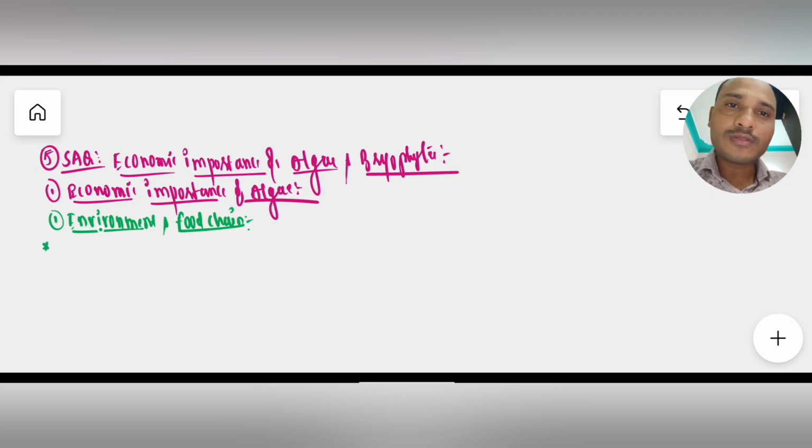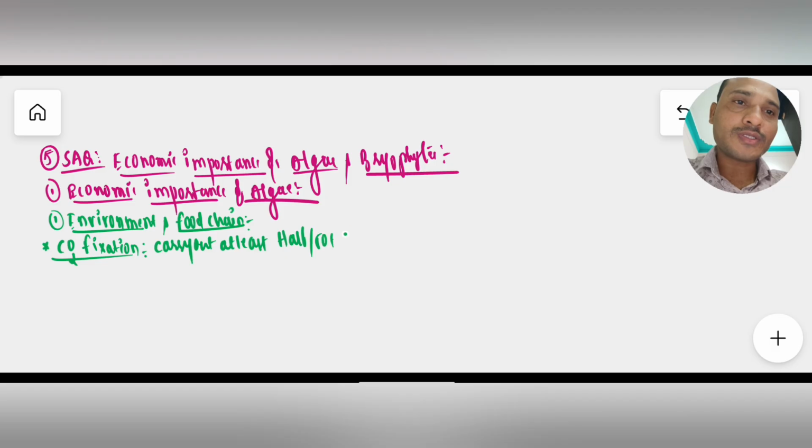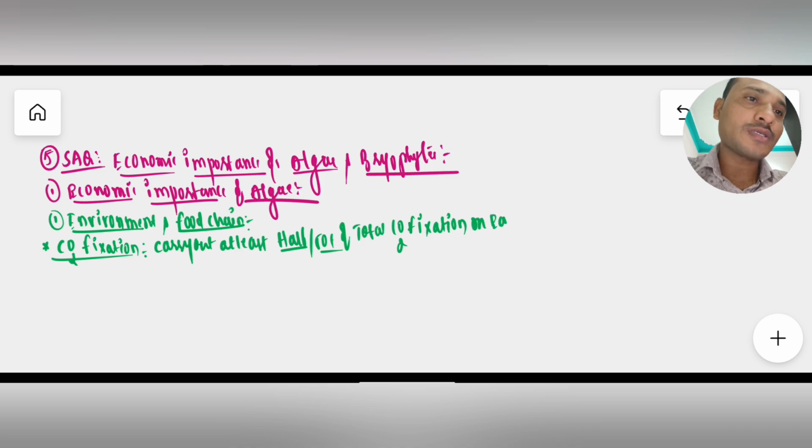Algae play an important role in carbon dioxide fixation. Algae carry out at least half, that means 50%, of the total carbon dioxide fixation on Earth via photosynthesis. It means that 50% of the carbon dioxide in the atmosphere gets reduced by algae by photosynthesis.